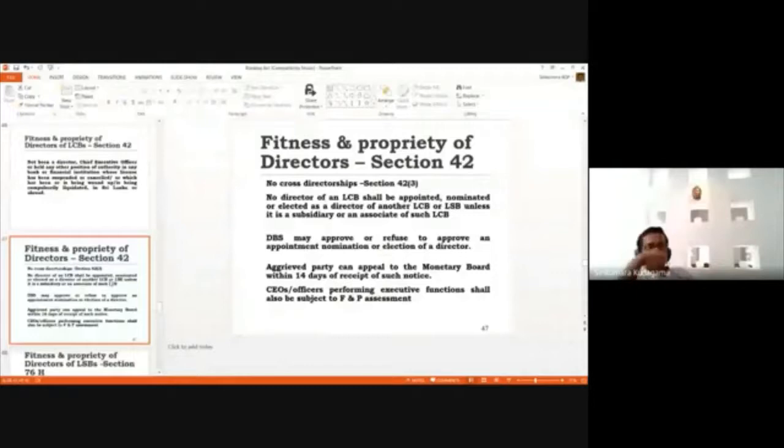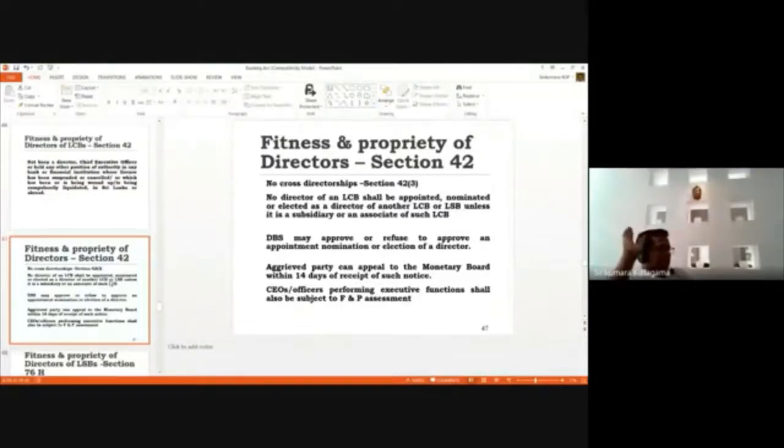This one, Section 42, has further provisions on how to determine fitness and propriety and so on. Section 42.3 is also very important. What it says is basically, if you are a director of a banking institution, a licensed commercial bank, you cannot be a director of another licensed commercial bank or a licensed specialized bank unless that entity is a subsidiary or an associate company of the licensed commercial bank. Say you are a director of bank A, you cannot be a director of bank B as well.